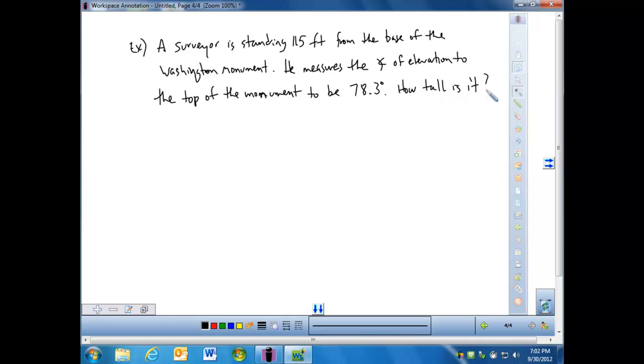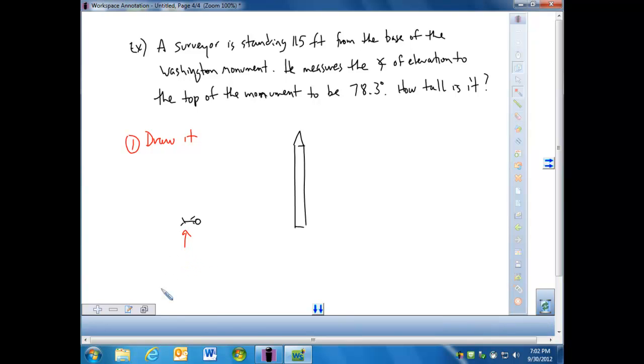So remember, step one, draw a picture. Don't worry about a triangle at first, just draw a picture. So what's in the problem? Person. It doesn't tell you how tall he is, so we have to assume that that person is laying on the ground. Don't assume any certain height for him. You have the Washington Monument. We know that we're 115 feet from the Washington Monument. So understand that will be a horizontal distance from the monument.